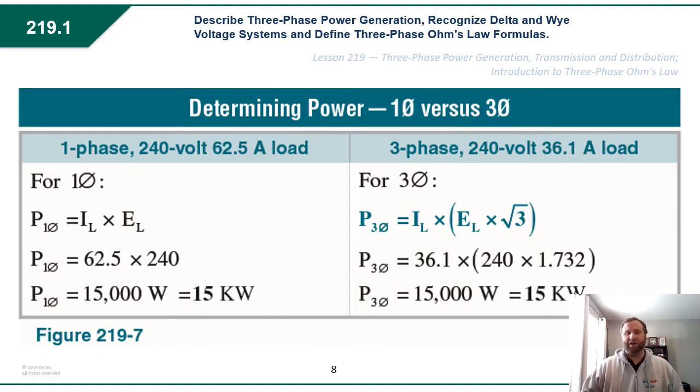Again, with the three-phase Ohm's law, you'll note here that we're trying to determine the power of our three-phase load. We take the I of line, multiply it by the E of line, and incorporate the square root of 3. It's still P equals I times E. Ohm's law doesn't change, but in order to make it accurate, we have to include the square root of 3. So 36 amps times 240 volts times the square root of 3 equals 15,000 watts, or 15 kW if your question is asking for kilowatts.